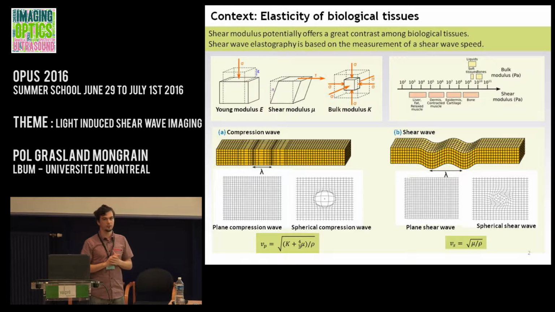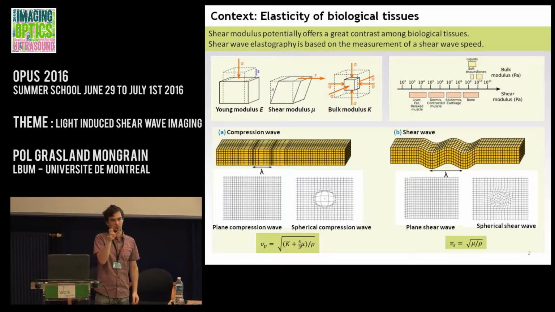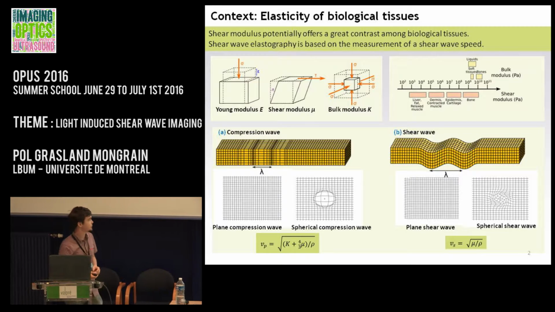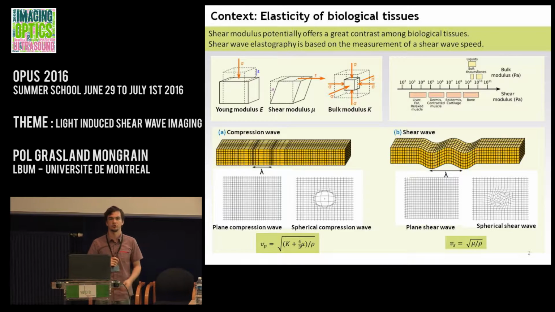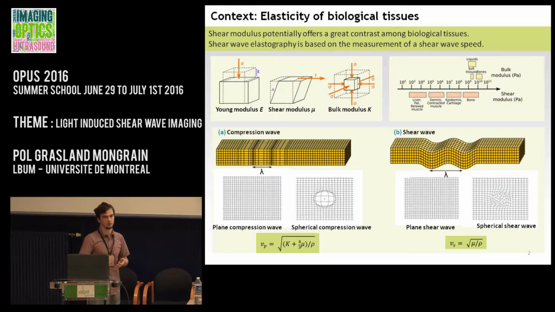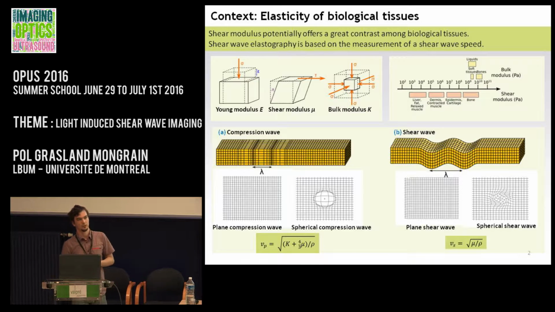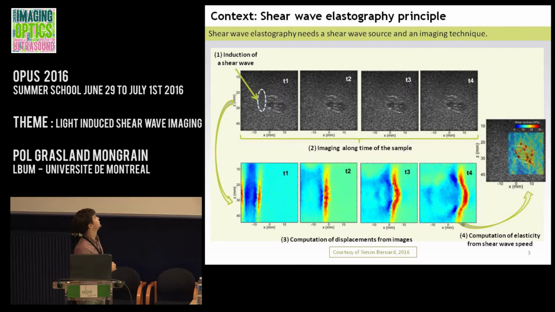And there is also the shear wave, which propagates like this if it is a plane wave, and if it is a spherical wave, it is a small rotation. The interesting thing is that the shear wave propagates at a speed equal to the square root of the shear modulus divided by the density. If we assume that the density of the body is almost the same everywhere, we only have to induce a shear wave somewhere and measure its speed to map the elasticity of the tissue. And this is the basis of shear wave elastography.